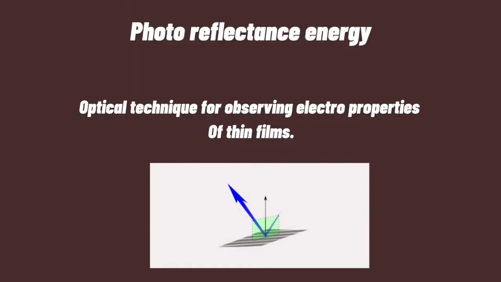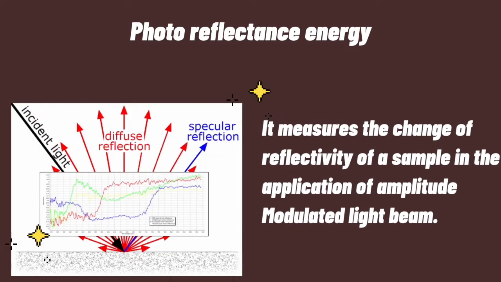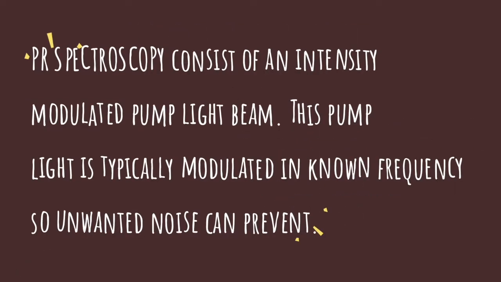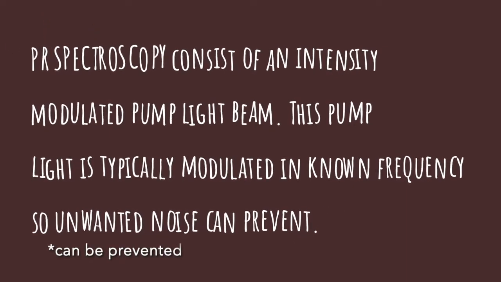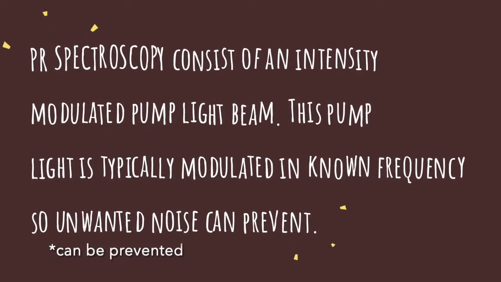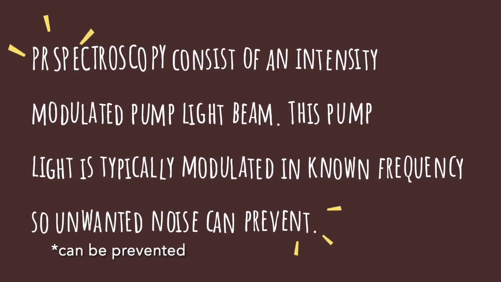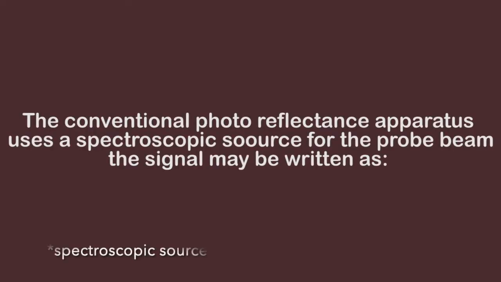Photoreflectance spectroscopy is an optical technique for observing the electronic properties of thin films. It measures the change in reflectivity of a sample under the application of an amplitude-modulated light beam. In general, PR spectroscopy consists of an intensity-modulated pump light beam. This is typically modulated at a known frequency so unwanted noise can be prevented. The conventional photoreflectance apparatus uses a spectroscopic source for the probe beam.